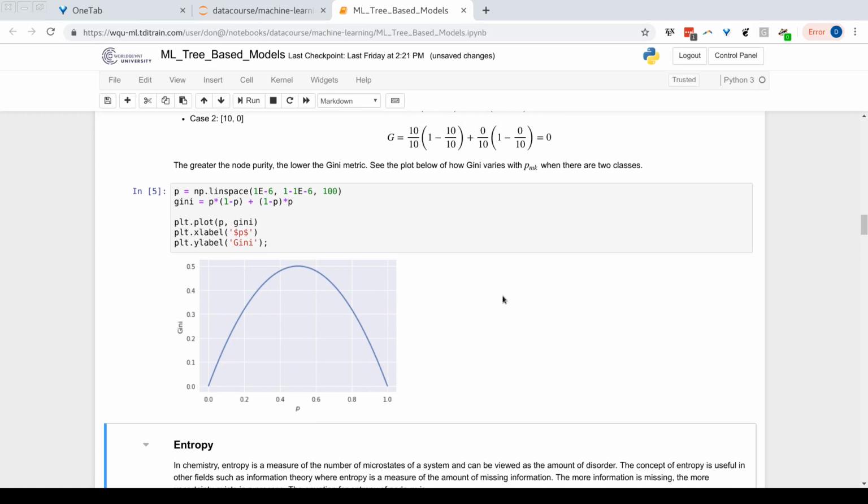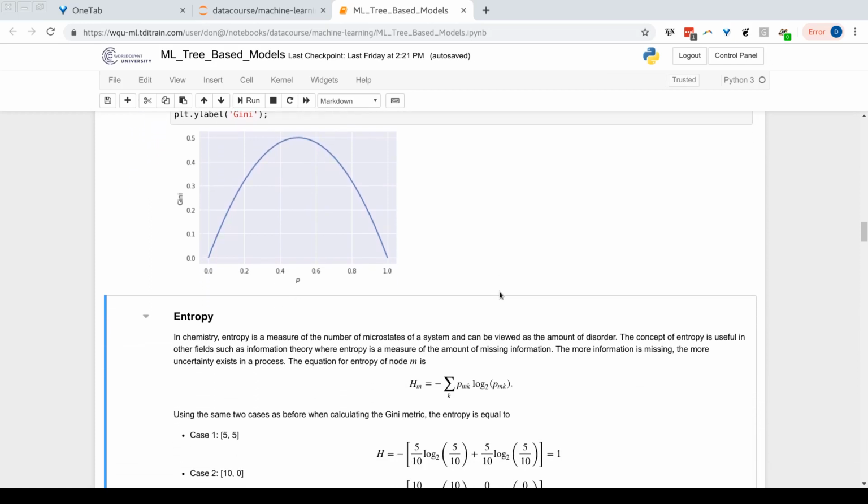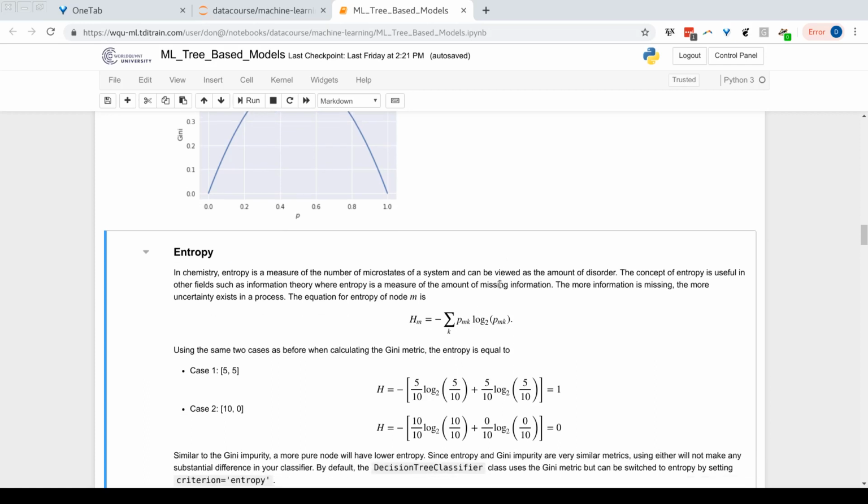Now the Gini metric is one possible metric we can use for our problem. On the other hand, we can use a different metric called entropy. You might be familiar with entropy in the realm of chemistry, which is a measure of disorder or the number of microstates a system can be. This idea of entropy has proven useful in other fields, so other fields have taken the concept of entropy and defined it for their respective field. So in the field of information theory, we can view entropy as a measured amount of missing information for a process. And the more information that we are missing for a process, the more uncertainty exists in the process we're analyzing.